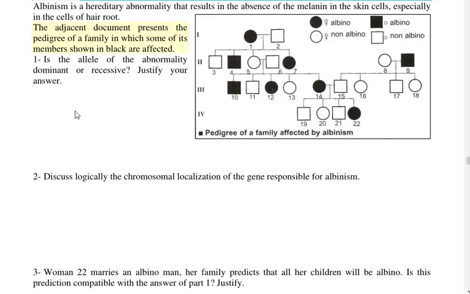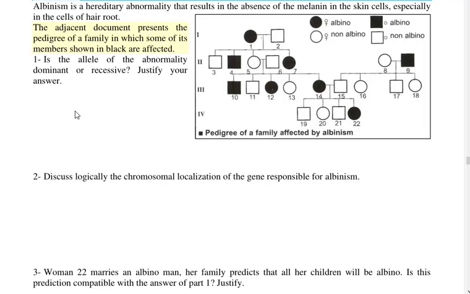Yes, it is. Albinism is a hereditary abnormality that results in the absence of melanin in the skin cells, especially in the cells of the hair root. The adjacent document presents the pedigree of a family in which some of its members, shown in black, are affected. Question 1: Is the allele of the abnormality dominant or recessive? Justify your answer.